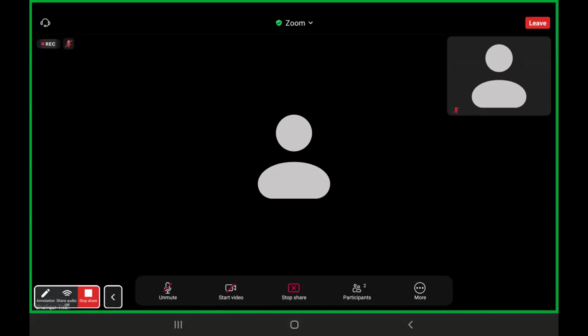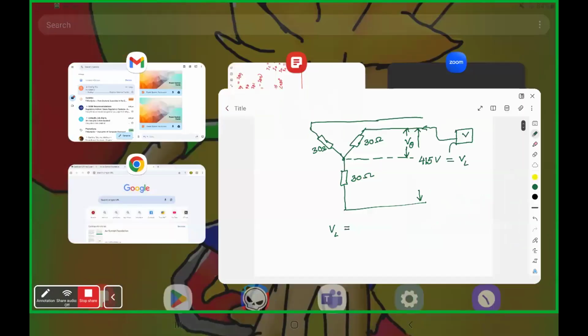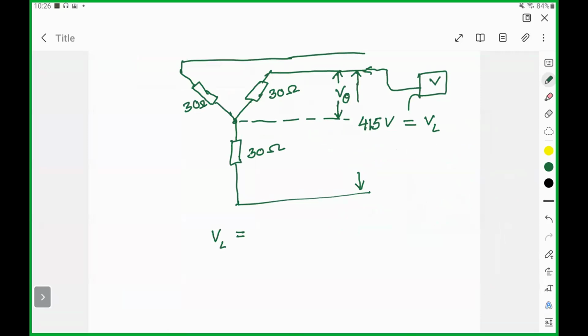Okay, now it's okay. So this is the drawing. I have drawn the same one. And now it is marked 415 between two lines, right? And two lines, that means it includes two resistors here. So it includes this resistor and this resistor. So this is the whole voltage. So if you add a voltmeter here, that will give you 415.